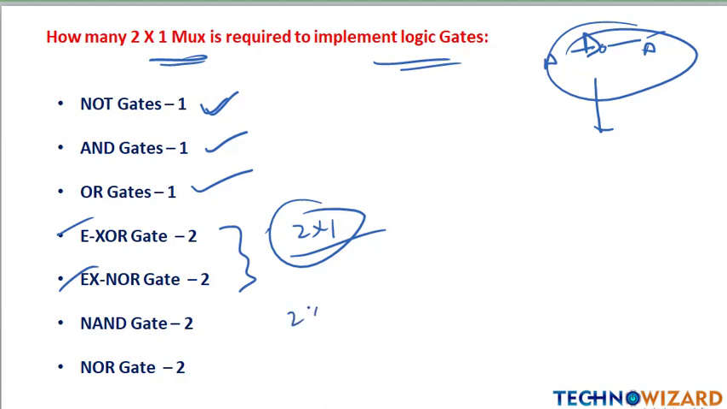2x1 mux are required to implement NAND and NOR gate, that are the universal gates.